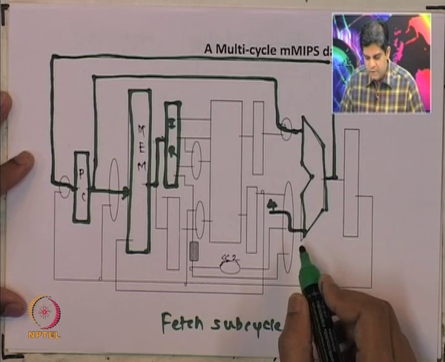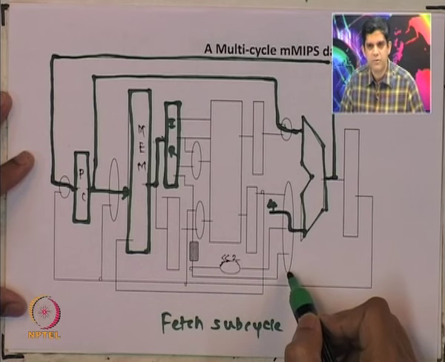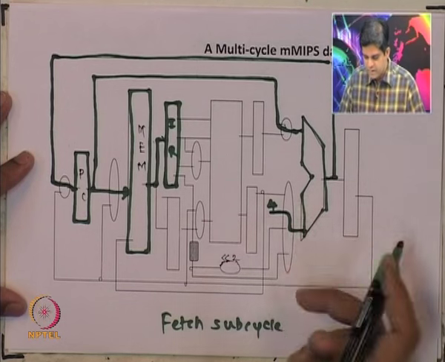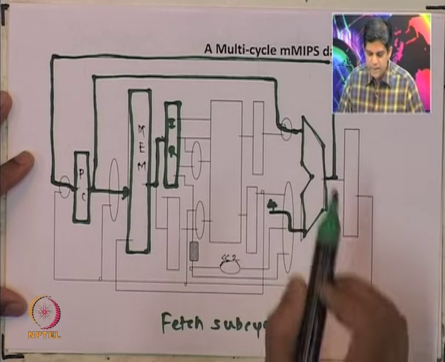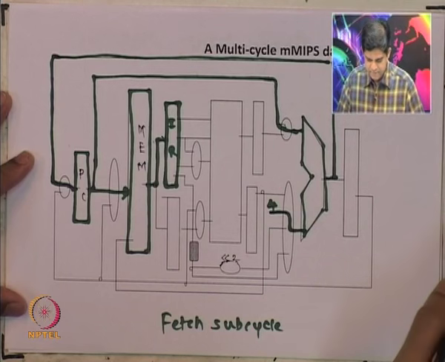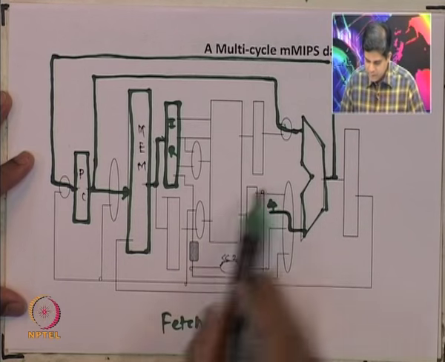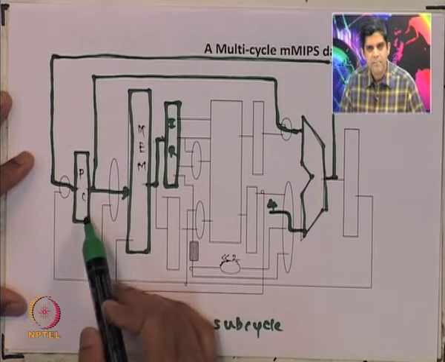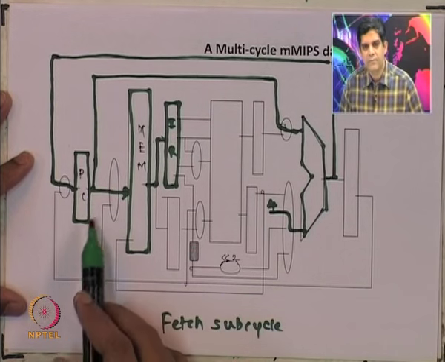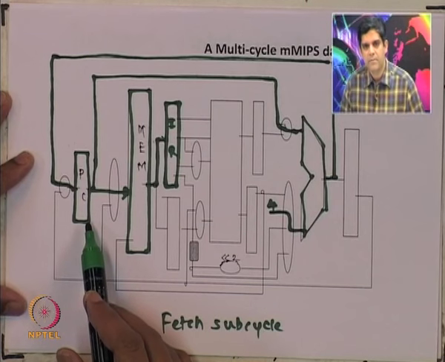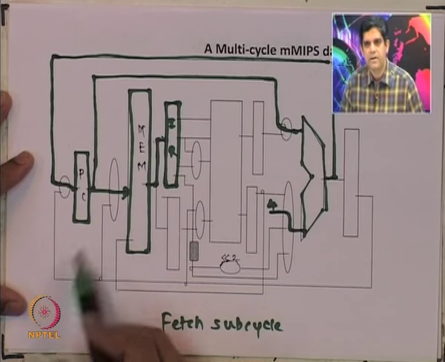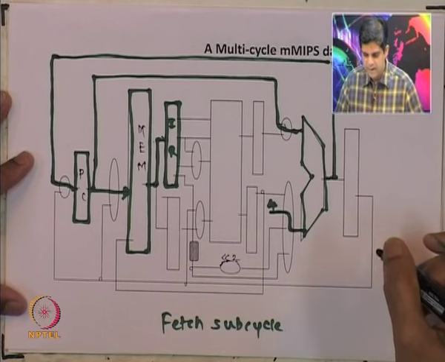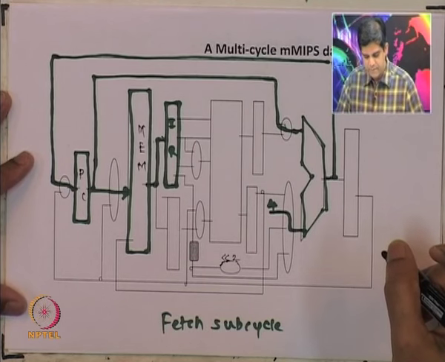So, they have to be given appropriate select inputs, these multiplexers have to be appropriately defined, so that appropriate routing of data occurs. Do you get the point? This ALU, PC plus 4, all this is required because in the fetch subcycle we are also loading, updating the program counter with the next typical address of the next instruction, PC plus 4.